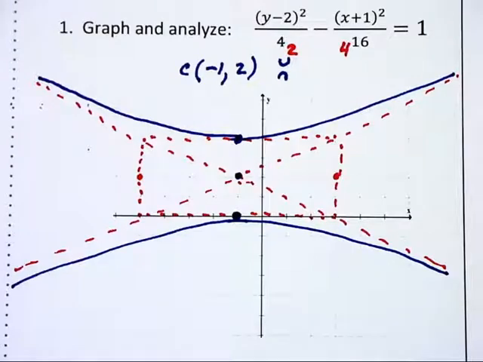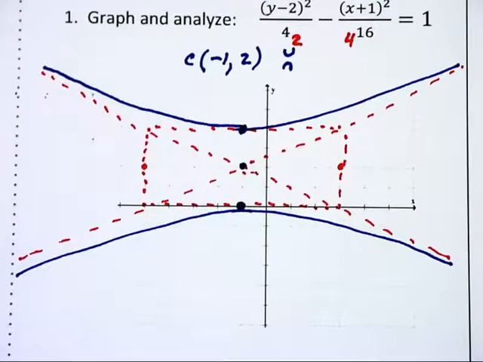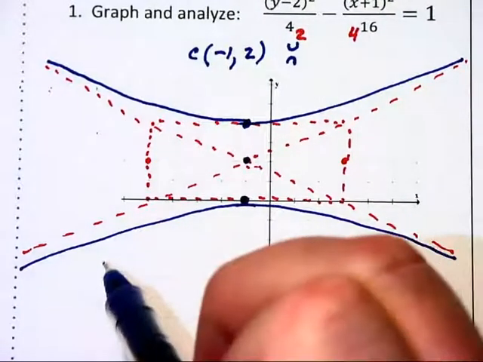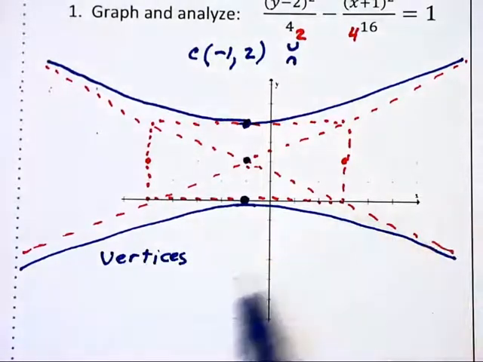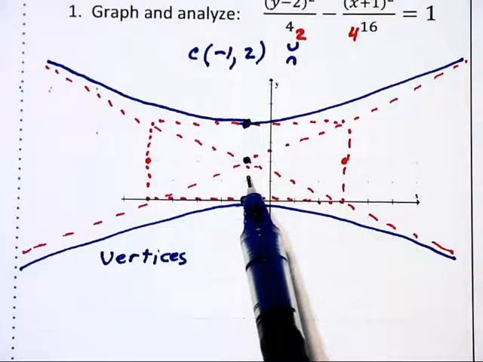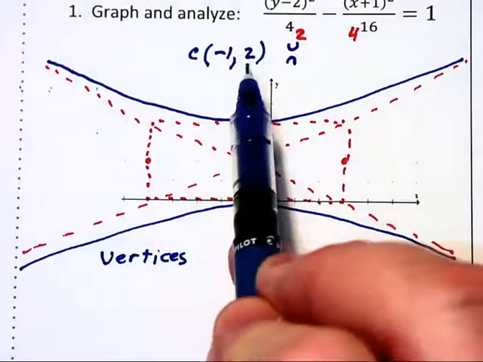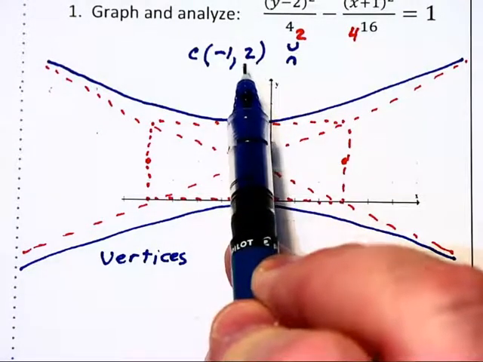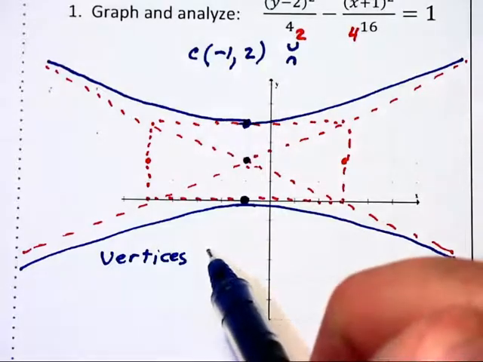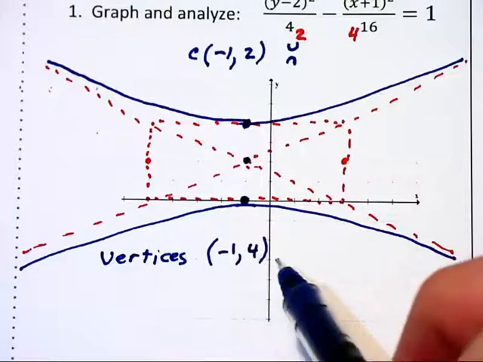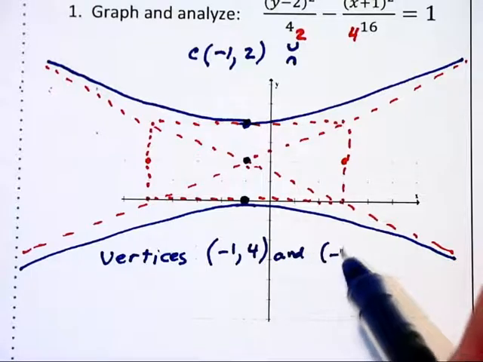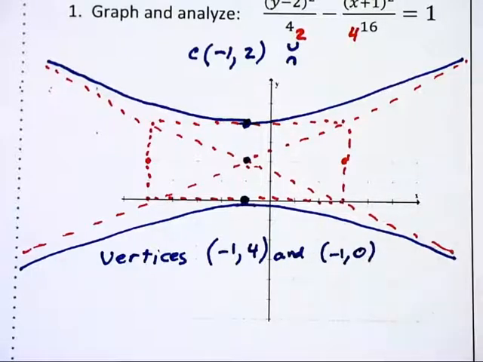So we probably would like to name the vertices for this curve. And those vertices are located 2 units above and below the center. So I'm going to add and subtract 2 from the y-coordinate of 2, and that will give us -1, 4 when we add them, and -1, 0 when we subtract them.